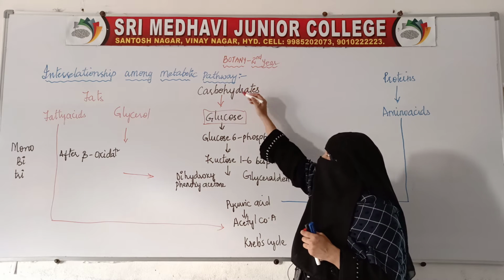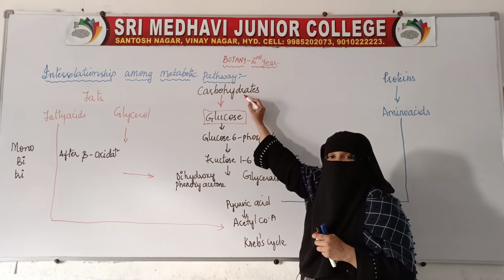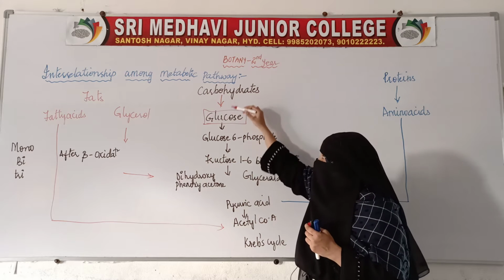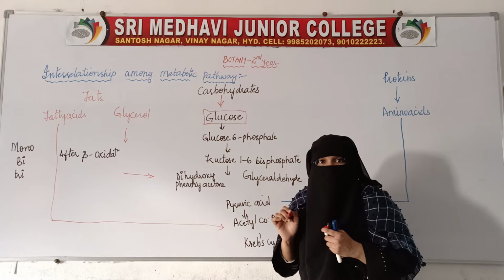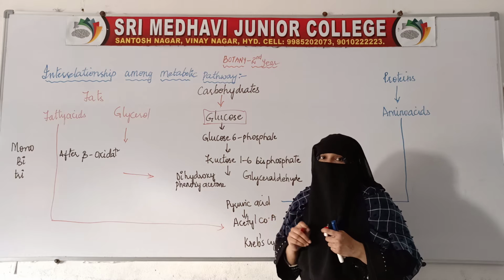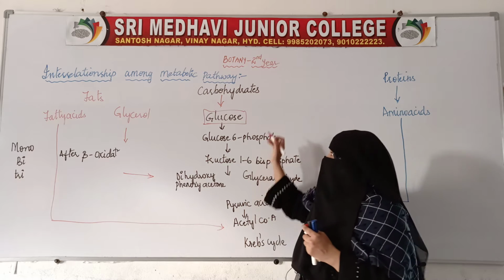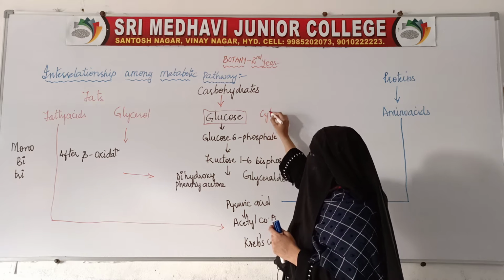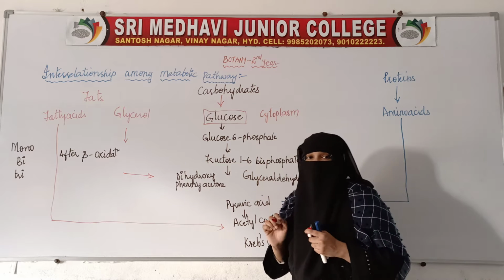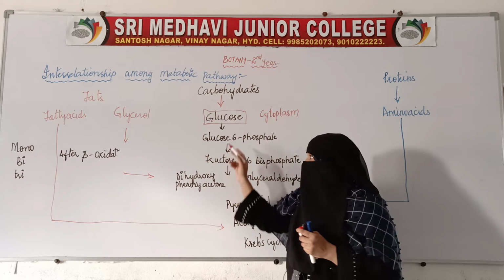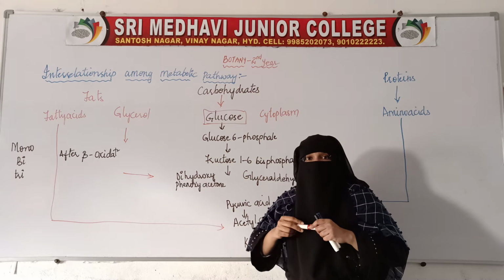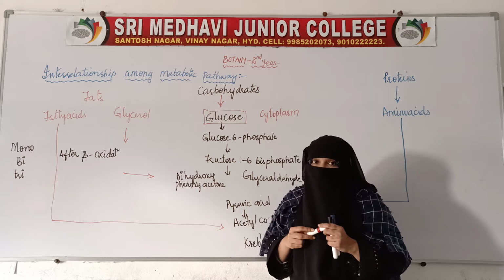So when carbohydrates are taken by our body as food, they will be digested into simple sugars, that is glucose. This glucose along with the blood enters into the cell. In the cytoplasm of the cell, glucose changes, not breaks down, to glucose 6-phosphate.